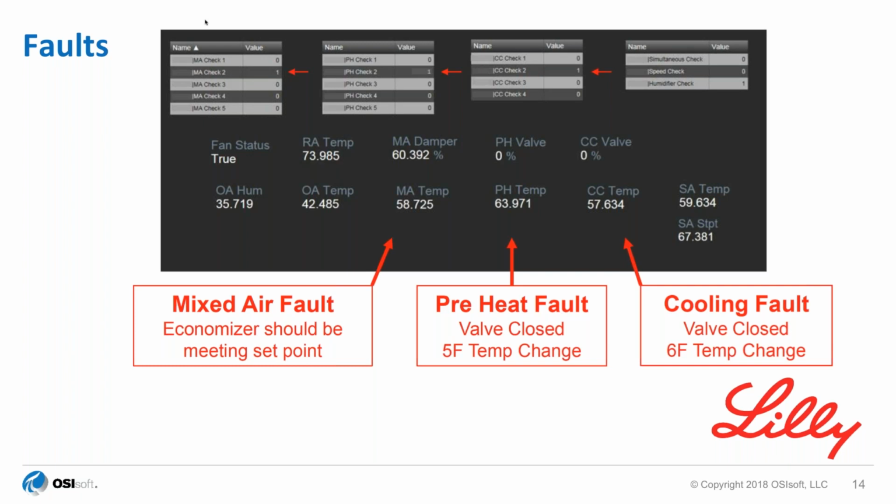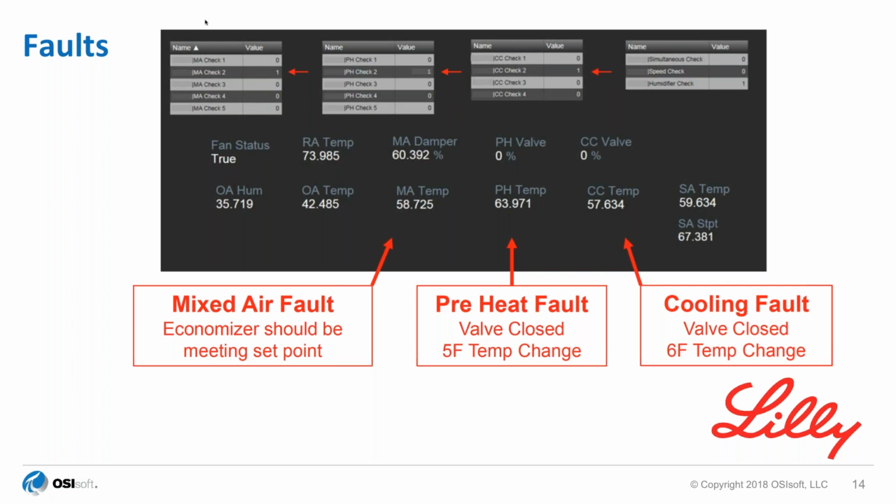So we have a damper issue that's causing too much outside air mixing in the mixed air, and we're losing too much. So we're now 10 degrees beneath the supply air set point. Then, okay, but then they noticed that the preheat faults had a 5 degrees. Okay, I am 10 degrees below my set point. I would expect preheat to raise to set point, but the valve's closed.